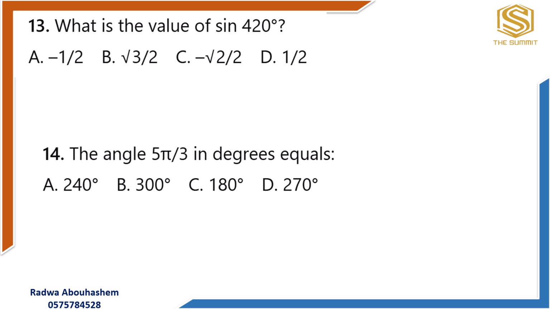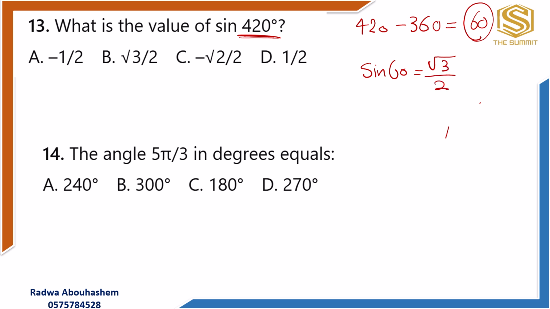What is the value of sine 420? 420 is greater than a complete circle, which is 360, so I have to subtract. 420 minus 360 gives me 60. So this would be the same as sine 420. So what is the sine of 60? Sine of 60 is √3 over 2.